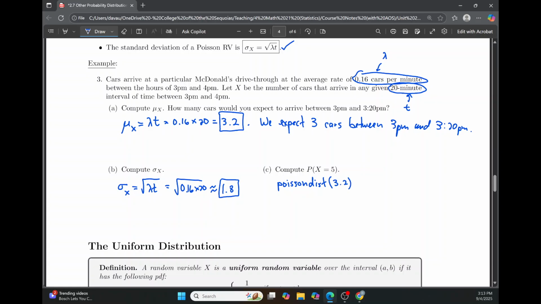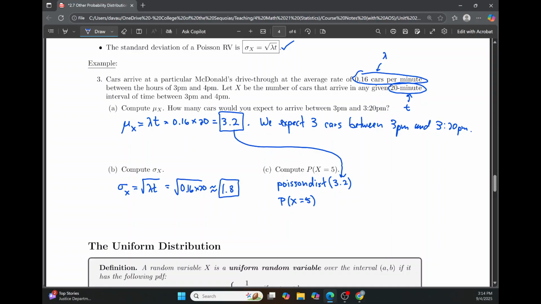Okay, and that's all we have to put in there, just the mean. Then we're going to try to compute the probability that x equals 5. Now, if x were a continuous variable, we would say that probability is just 0. But x is not continuous, it's discrete. In particular, it's Poisson, and so this should give us a non-zero answer.